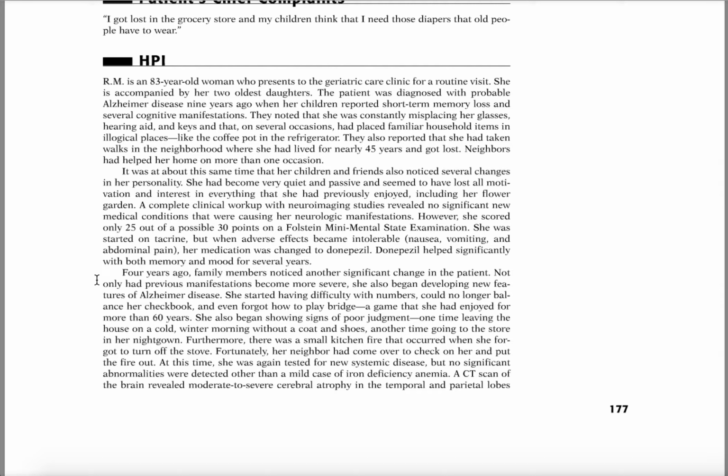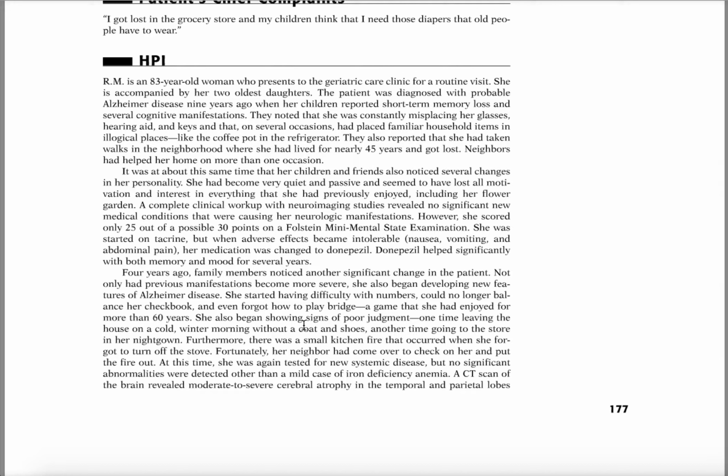Not only had previous manifestations become more severe, she also developed new features of Alzheimer's, right? Difficulty with numbers. So all her long-term memory. So at the beginning, it was short-term memory that was lost, and then it progressed to long-term memory, wasn't able to do ADLs, and then even games that she knew for 60 years.